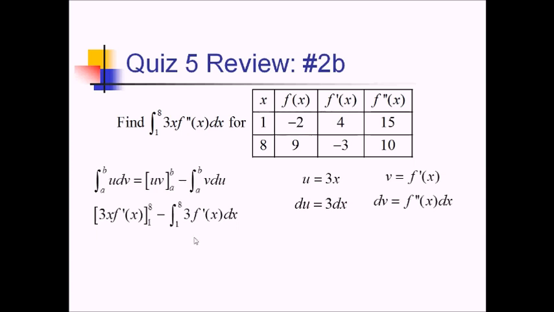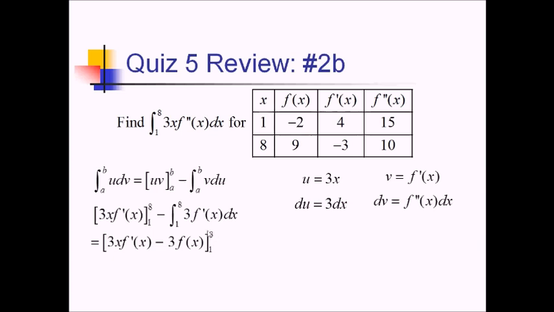And one more little step here before I actually plug anything in. I need to take the antiderivative of this function. So the antiderivative of 3f prime is just going to be 3f. So when the dust settles, inside my evaluation box, I've got 3x f prime of x, and then we're subtracting just 3f. And all of that's being evaluated from 1 to 8.